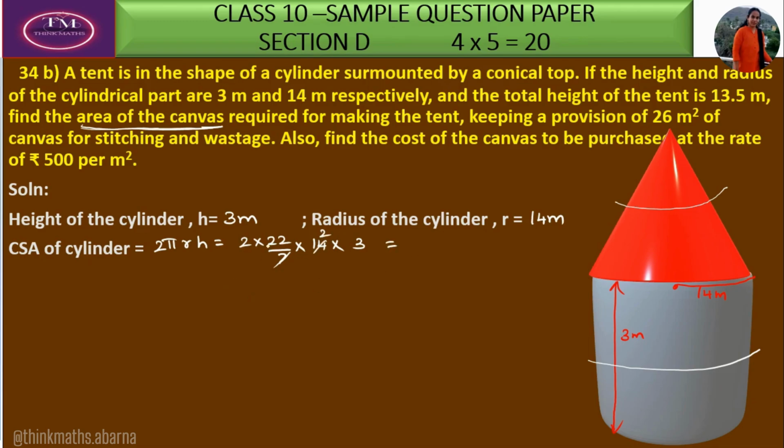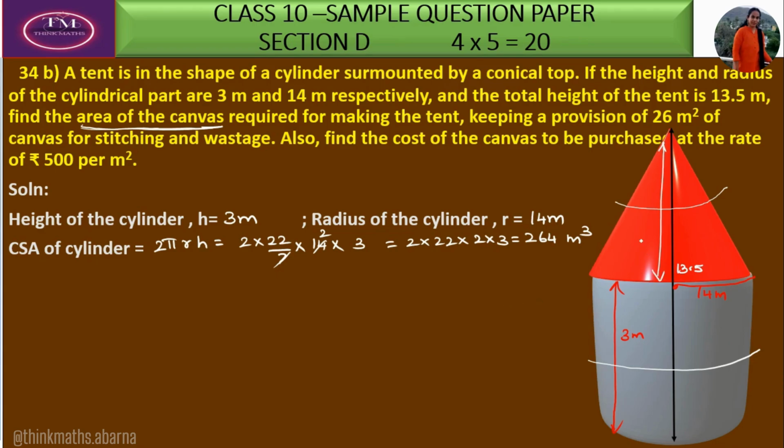Now multiply 2 into 22 into 2 into 3. So what is the answer here? 2 into 22 is 44. 44 into 2, 88. 88 into 3, it is 264 meter square. So this is the curved surface area of the cylinder. Next we have to move on to the cone. For cone, it is given that total height of this tent is 13.5 meter.